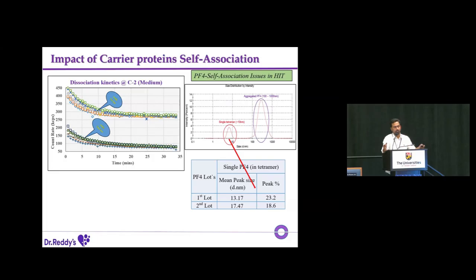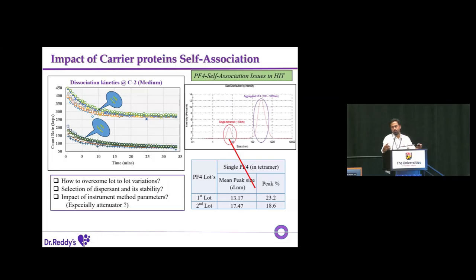So when we submit the data, or give it for review to the regulators, everyone's question is how we can justify this. So these are some questions which I framed: how to overcome the lot-to-lot variations, selection of the dispersion for the stability, and instrument impact, especially the attenuator.